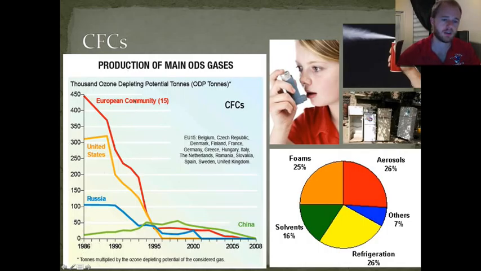CFCs, if we look at the production of ozone depleting substances, if you look at from 1986 to 2008, what do you notice? Yeah, most of the countries, they have reduced, they have come down because of the notice of that reduction in the ozone layer, increased skin cancer. CFCs, though, are still in production. They can be let out into the atmosphere by aerosols, refrigerants, which are the main ones, but also foam, solvents, and other products. So some example here where it is from aerosols and then refrigerants.